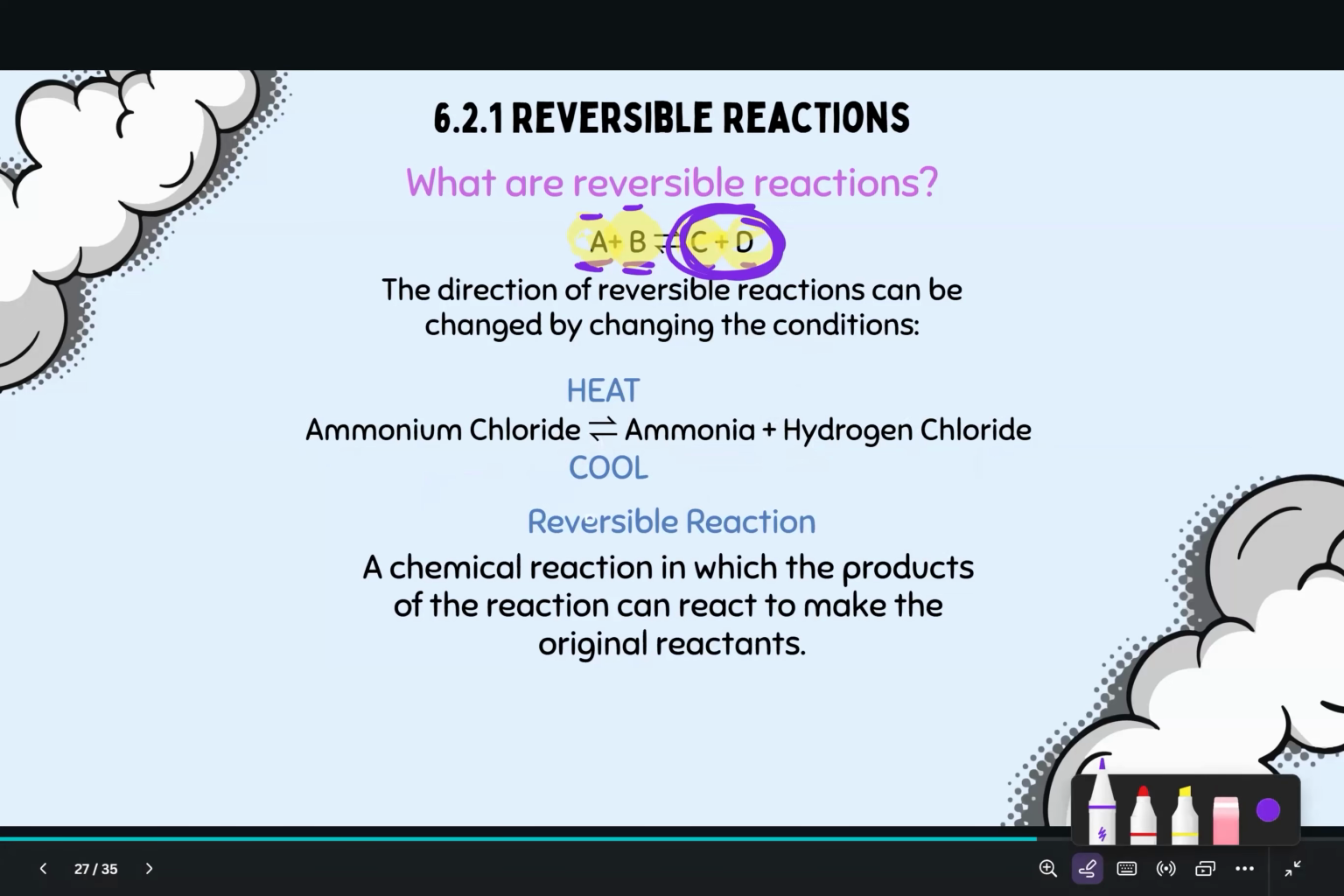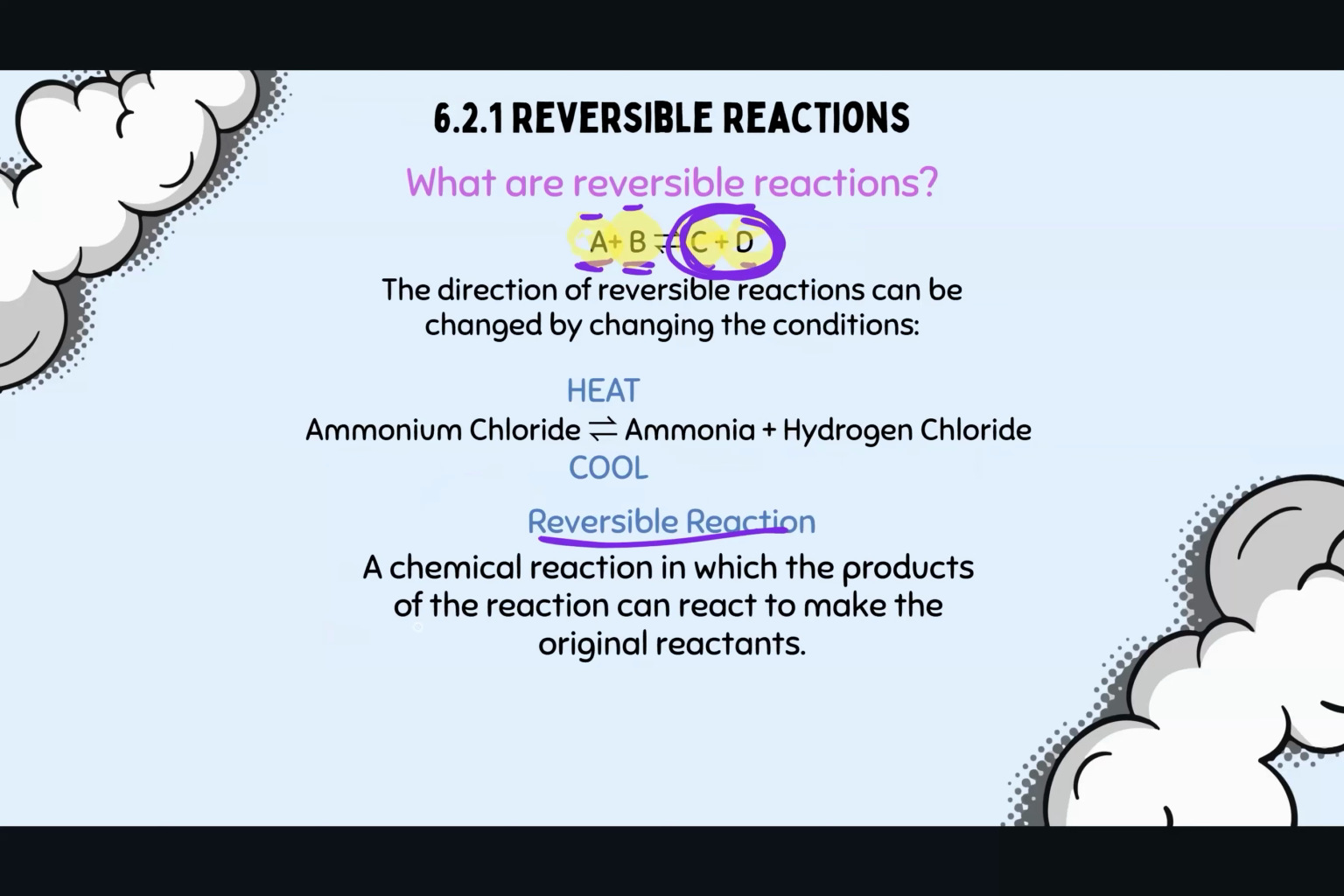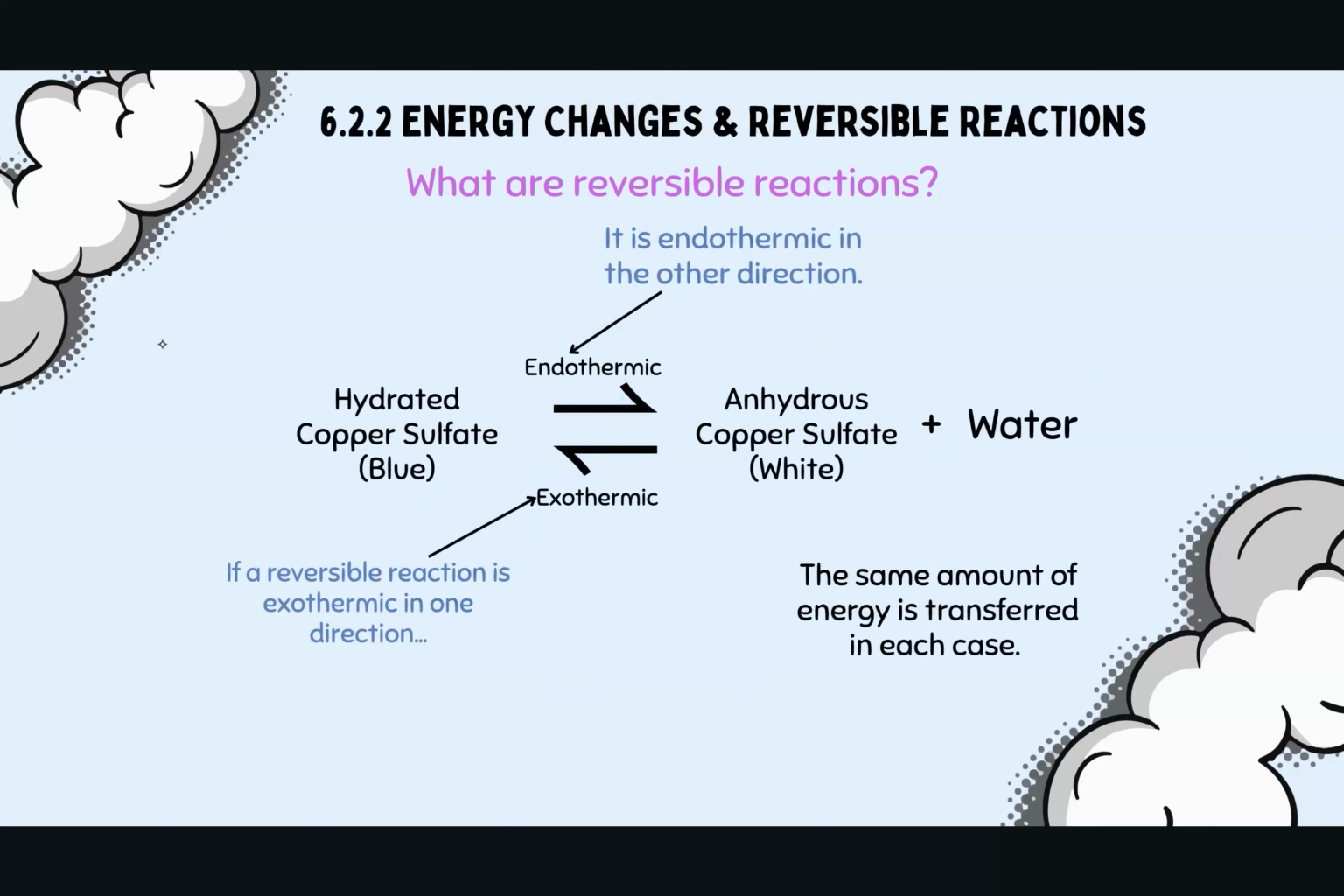So a reversible reaction is, as I just said, a chemical reaction in which the products of the reaction can react to make the original reactants. So it goes in both directions. Here we've got an example of a reversible reaction. We've got hydrated copper sulfate. Hydrated copper sulfate means it's full of water. In other words, it's copper sulfate solution. So this is possibly an experiment you did at school. Copper sulfate, when it's added to water, has a blue color.